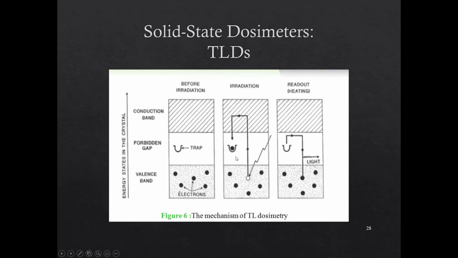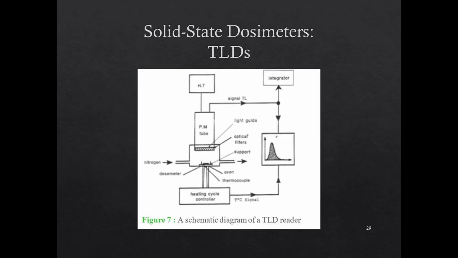The only way to really read this out for a TLD is by heating it up. Once it's heated up, the electron will get out of the trap and emit. This whole process then emits light, and that light gets read out. So this is the curve that we would see in this process.